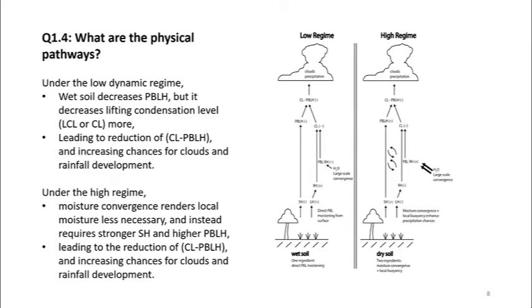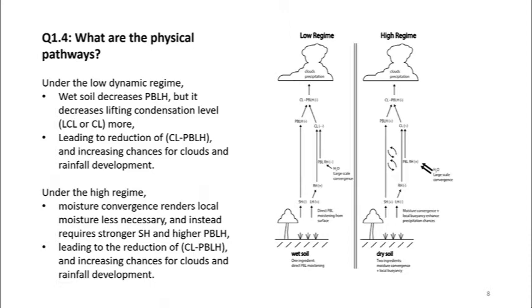The physical meaning is that because of this, it's easier for an air parcel from near surface to move up due to turbulence during the day to reach the lifting condensation level, become condensed to form clouds and precipitation. Okay, that's the pathway for low regime wet soil.